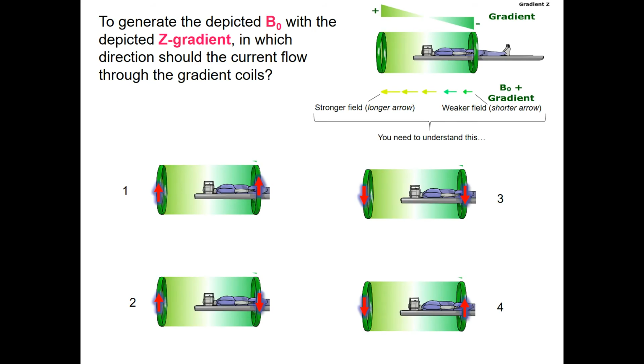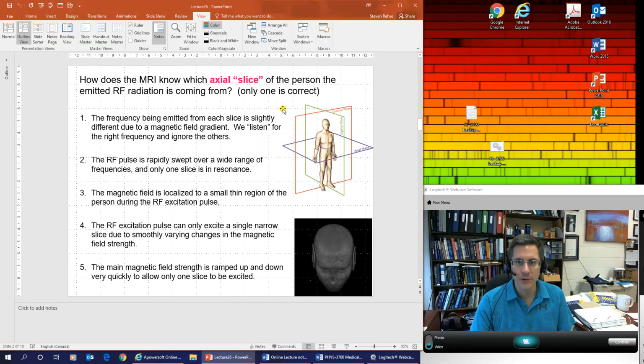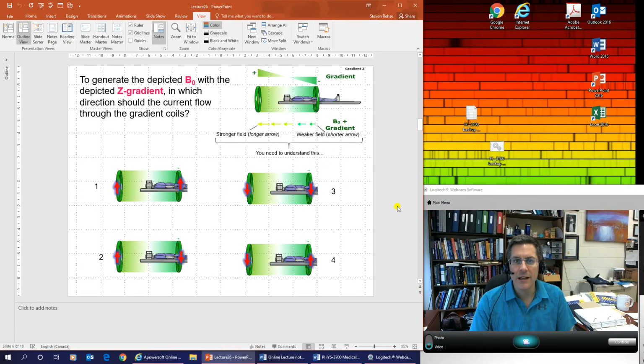All right, take a look at this. To generate the depicted B-naught, which is here, with a Z-gradient, which is here, in which direction should the current flow through the gradient coils? So let's go ahead and take a look at that. This is kind of an interactive right-hand rule question.